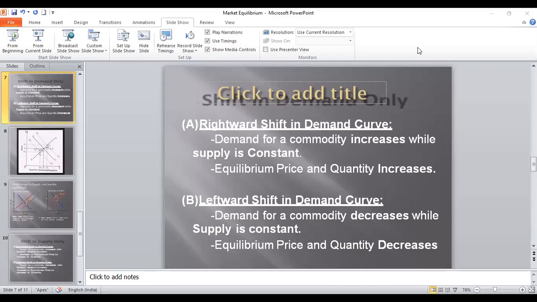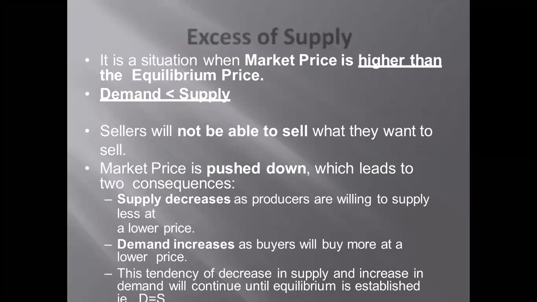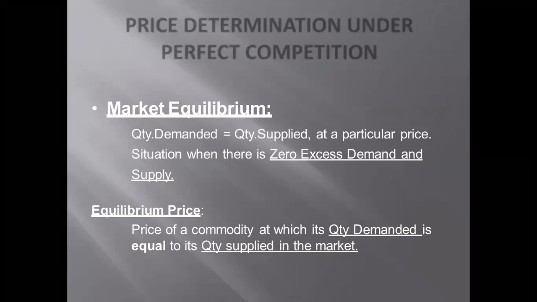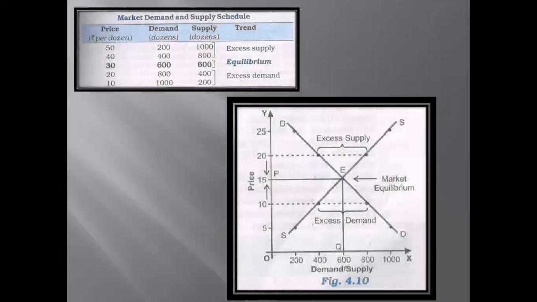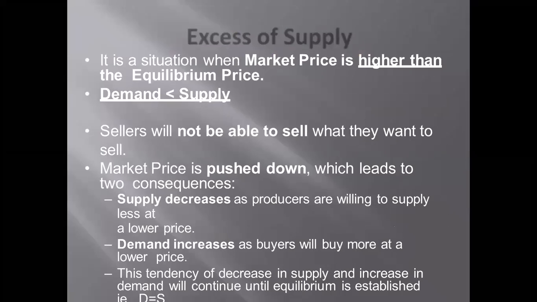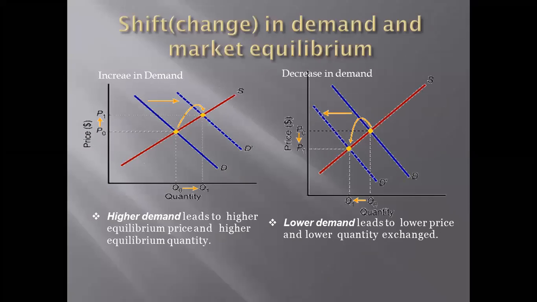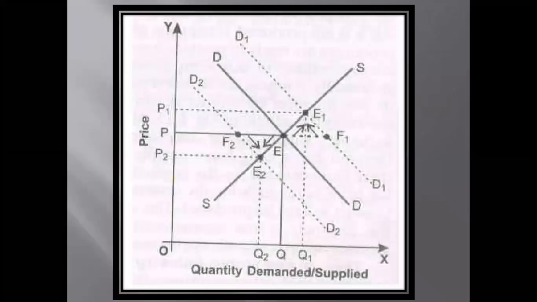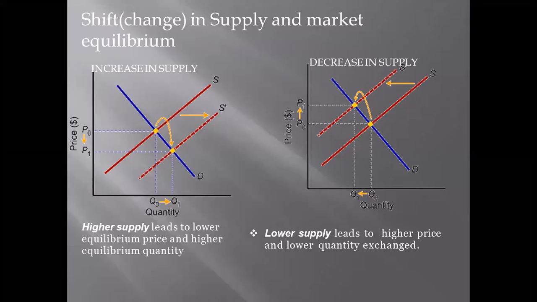Let's continue with the chapter. Now, in the class, we have seen the meaning of market equilibrium, and how a market equilibrium is achieved, right? And then what happens when there is excess demand, and what happens when there is excess supply, and we also saw the shift in demand and market equilibrium. The next topic is shift in supply and market equilibrium.